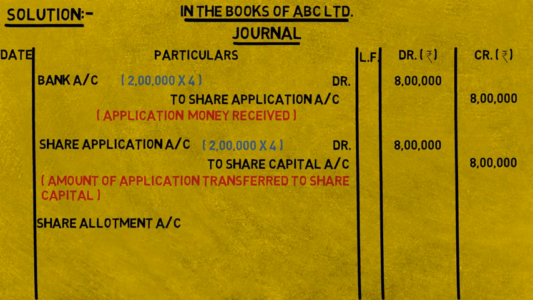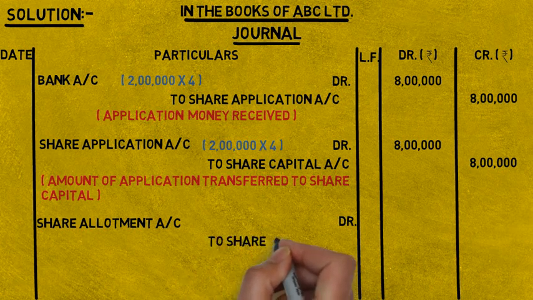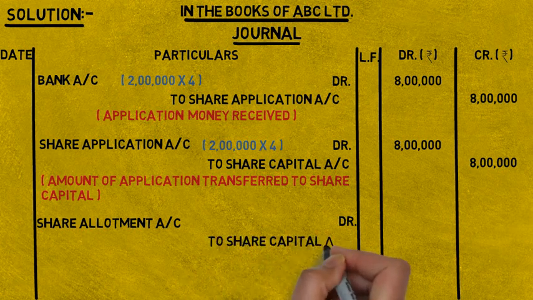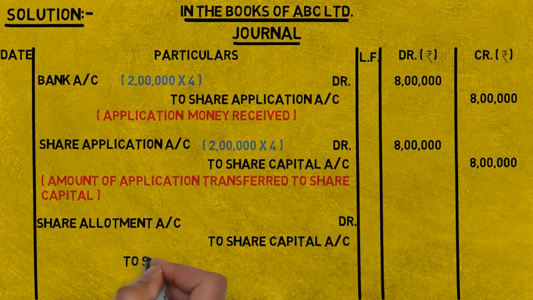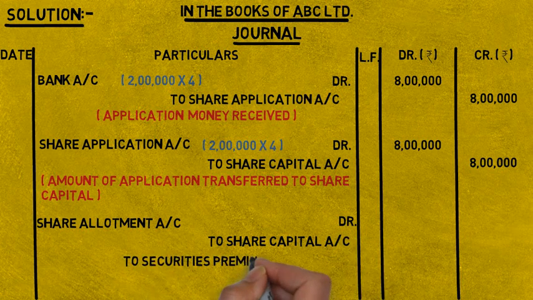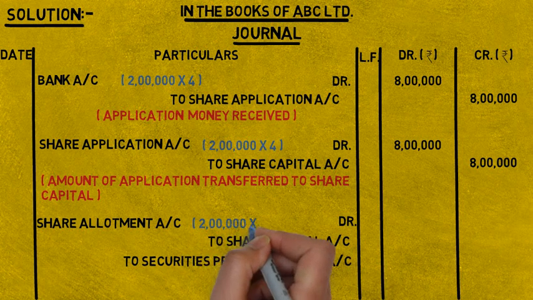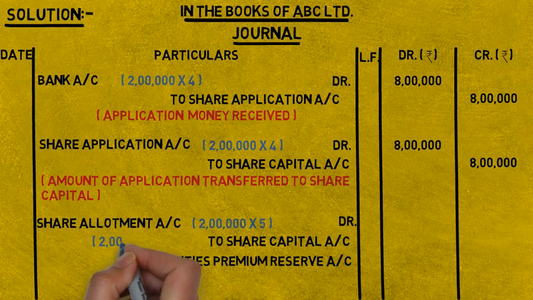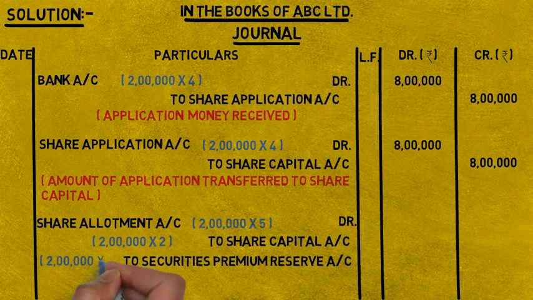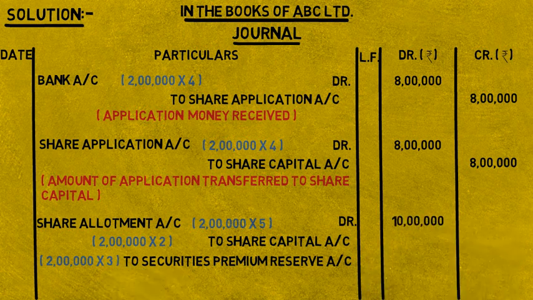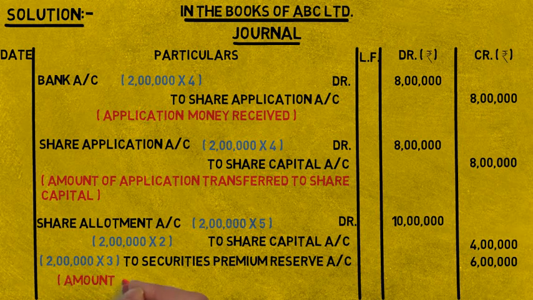The entry will be share allotment account debited to share capital account and securities premium reserve account. Now in allotment, we will write the amount by multiplying the number of shares into the total called value of allotment. That is 2 lakh shares into 5, which will be 10 lakh rupees. In share capital, number of shares multiplied by called value of allotment, excluding premium. And lastly, securities premium reserve by multiplying number of shares into the value of premium.